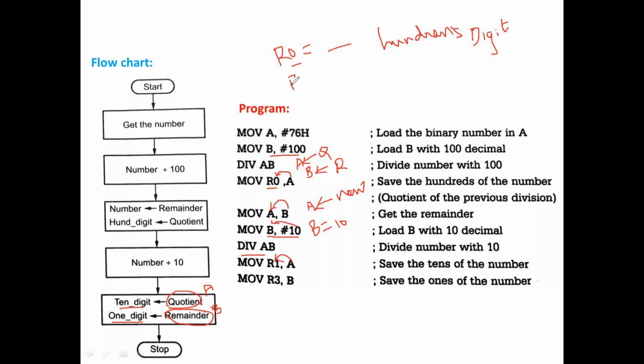So R1 will hold the value which is the tens digit, and R2 or R3 we have used here. You can use R2, R4, no problem, any registers. This is going to have some value, which is the first digit, that is what we call the ones digit.